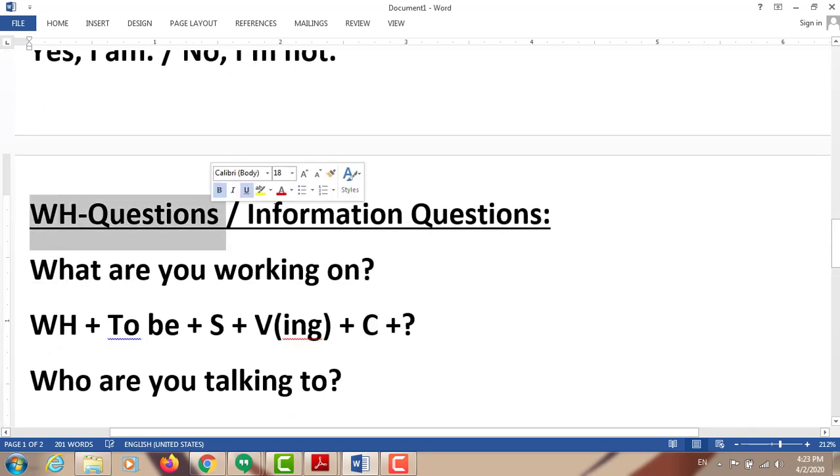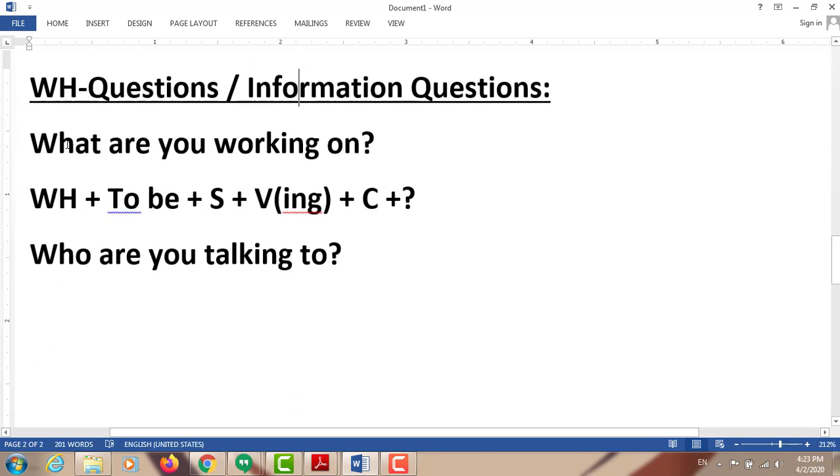Next one, WH questions or information questions. WH, what are you working on? We have WH. WH are all information questions. They're called WH questions. And then you have to be, you know, to be, right? And then we have subject, and then the verb takes ing and complement.